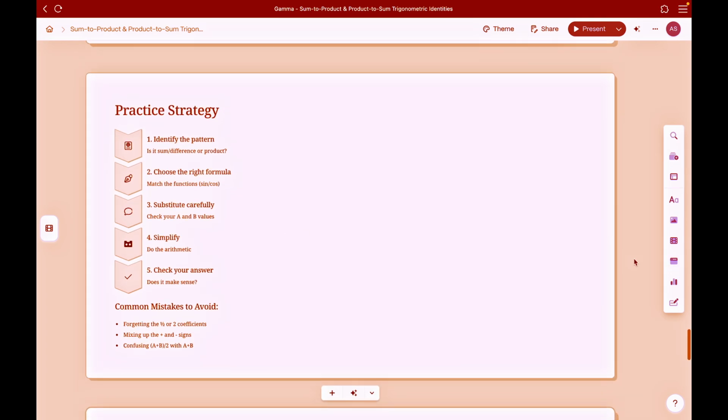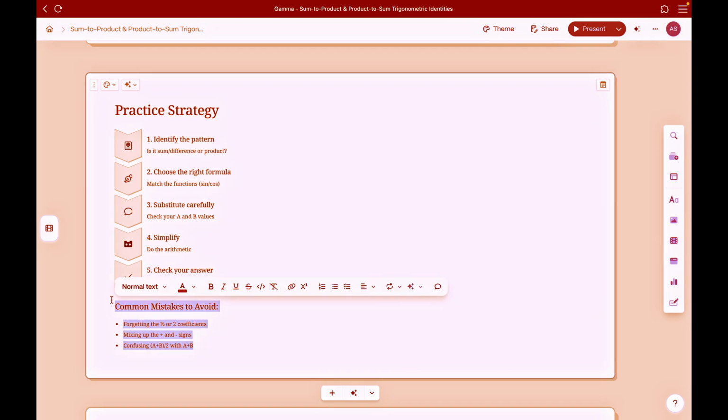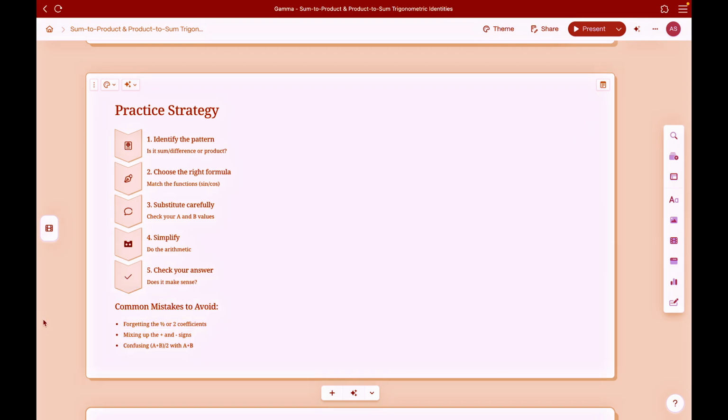Here is the practice strategy. Basically, this is just a general strategy. I'll let you read over this slide. It's just simplifying, identifying the pattern, et cetera, and also to check your answers. But what I'd say is the main thing over here, even though it looks like it's a side thing, is to avoid mixing up the coefficients, mixing up the signs, and making sure you don't forget the 1 by 2 in the sum to product formulas.